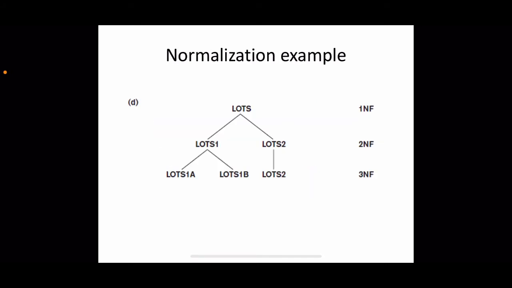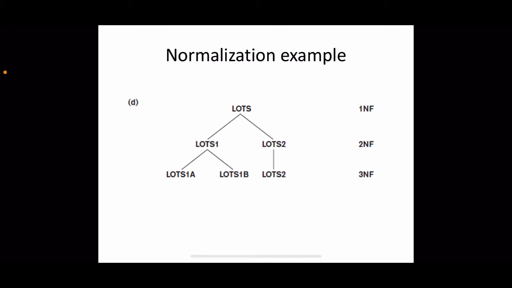So this is the hierarchy of this decomposition. Initially we had only one relational schema, lots, which was in first normal form. In order to make it second normal form, we decomposed that lots table into two different relational schemas, lots 1 and lots 2. Now both of them are in second normal form. Now we want to normalize into third normal form. For that we decompose lots 1 into lots 1A and lots 1B. Lots 2 is already in third normal form. So we now have three different relational schemas, all three in third normal form.